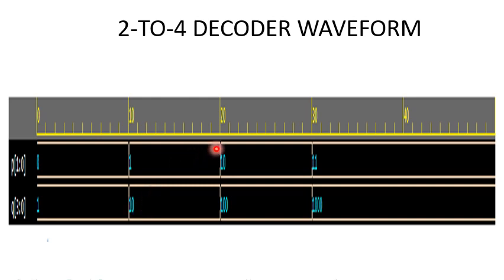And after 10 time units, again I am changing the input to 1, 0. So that time y of 2 will be active. So y of 2 means 0, 1, 0, 0. So it is 1, 0, 0 displayed here. And again after another 10 time units, the input is changed to 1, 1. And for this value of the input, the decoded output y of 3 will be active, that is 1, 0, 0, 0. So this is the waveform of the 2 to 4 decoder as per the test bench that we have written.